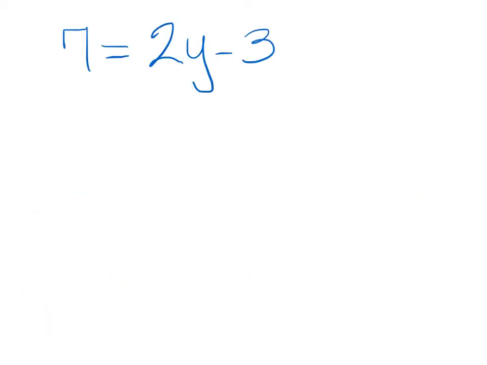Now on to the next one. The next example is 7 equals 2y minus 3. So again, it's another two-step equation. So we're going to remember, add and subtract first, and then either multiply or divide.